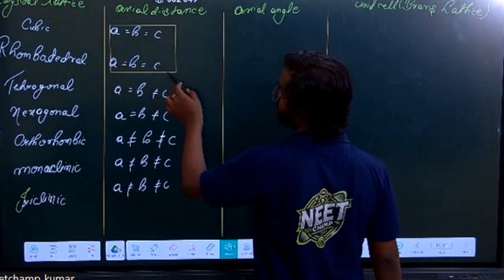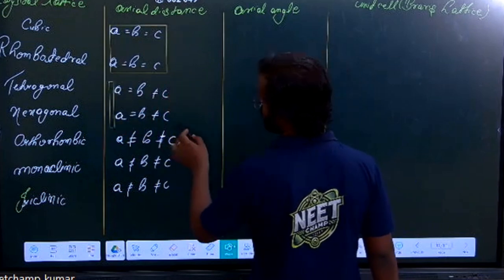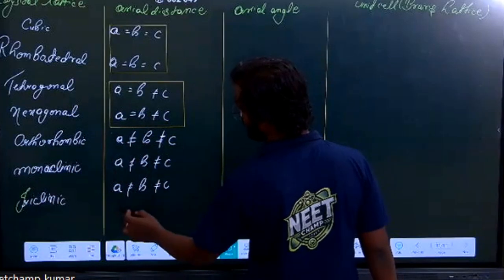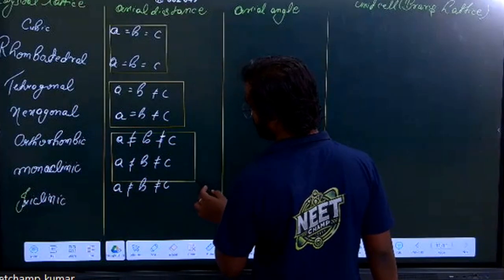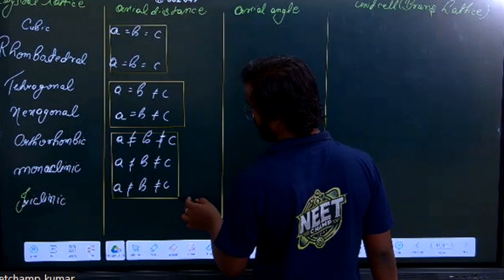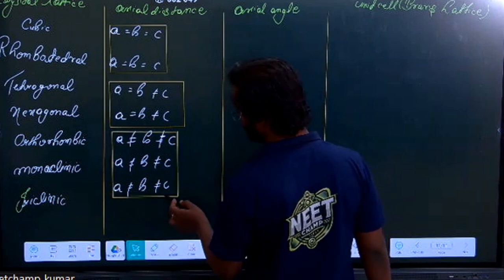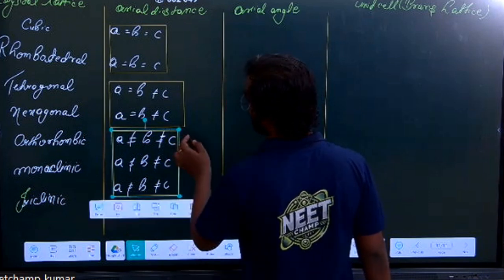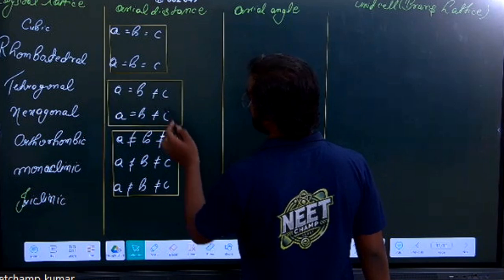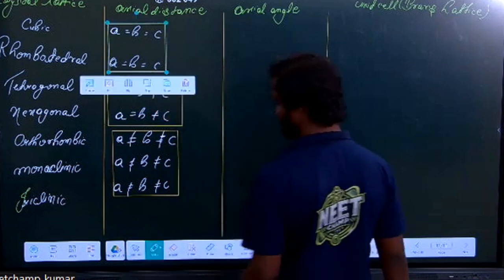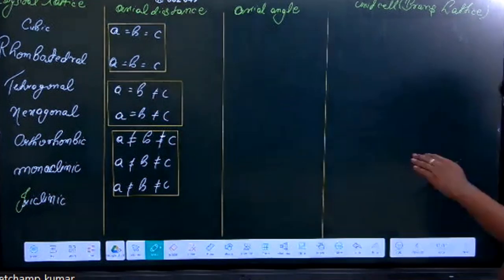First A equal to B equal to C, then A equal to B but not equal to C, and so on. If you are able to get this pattern, you are able to remember it. This is the first pattern. Just try to remember it in this pattern only.